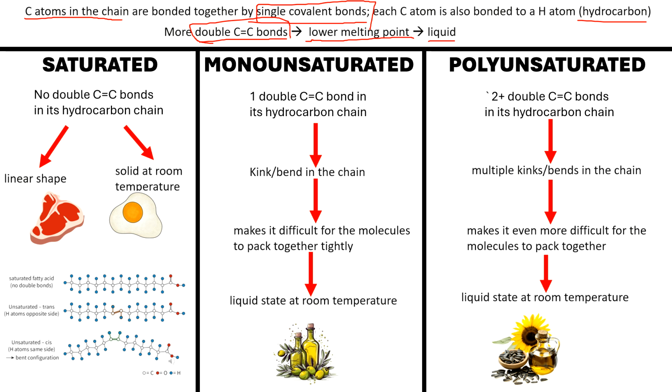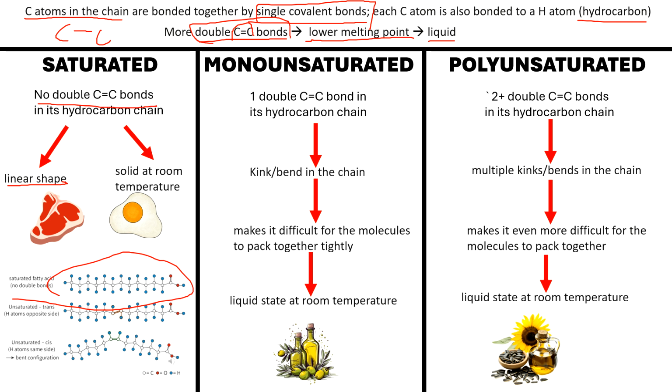So the single covalent bonds would look like this, okay? Not the best drawing. And the double bonds will look like this right here. Now, starting off with saturated fats. These fats have no double carbon-carbon bonds in their hydrocarbon chains. And this is why they have a linear shape. As you can see here, linear shape.